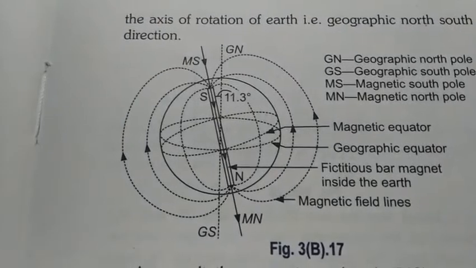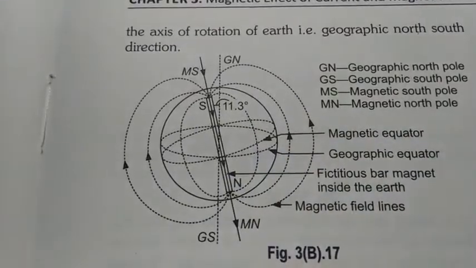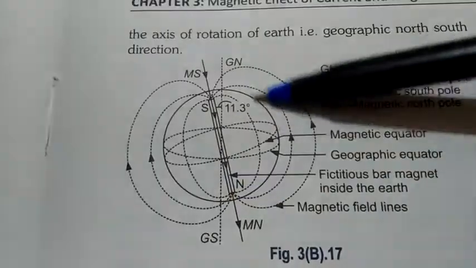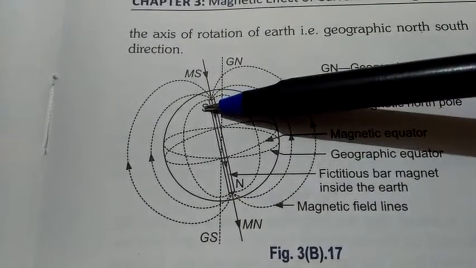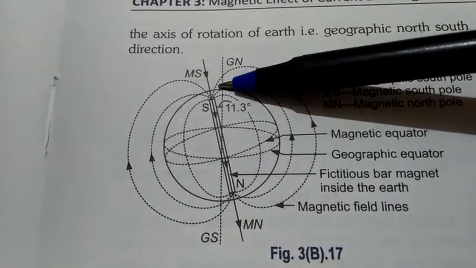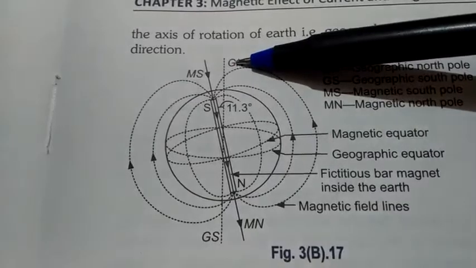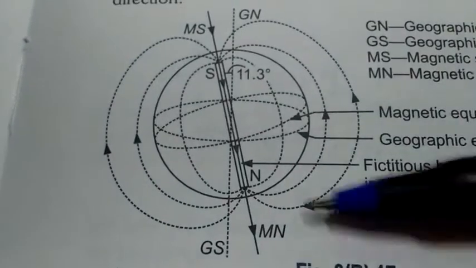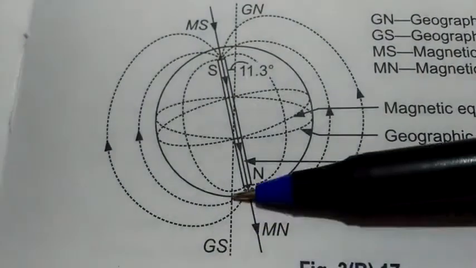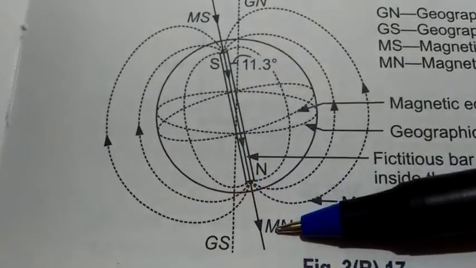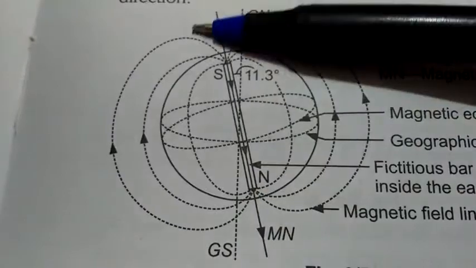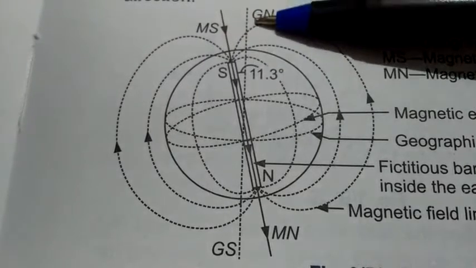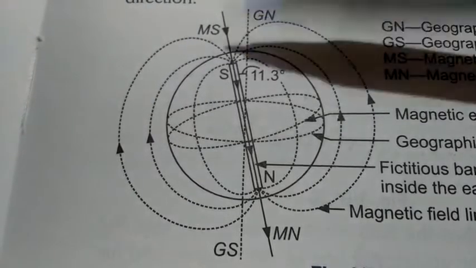Here in front of you, one figure you can see. This dark line is the Earth, and here S is written. This is the magnetic south and this point is the geographical north. And here you can see it is the geographical south pole, and it is the magnetic north pole. So you can see magnetic poles and geographical poles are opposite. The geographical north pole has the magnetic south pole.